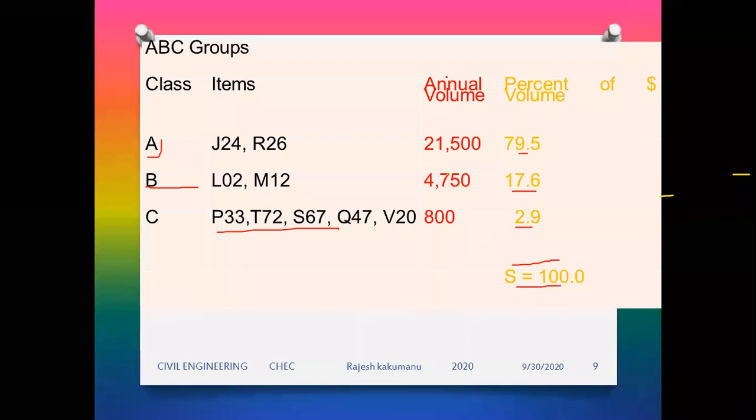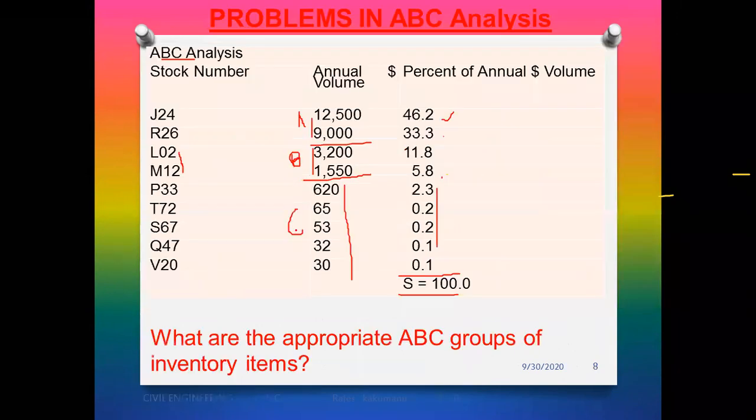Then what are you concluding here? You are arranging the A class items as two items, J24 and R26, then the B class items and the C class items. So according to the question, the given problem is solved. How you are appropriating ABC groups into inventory items, that is the answer.